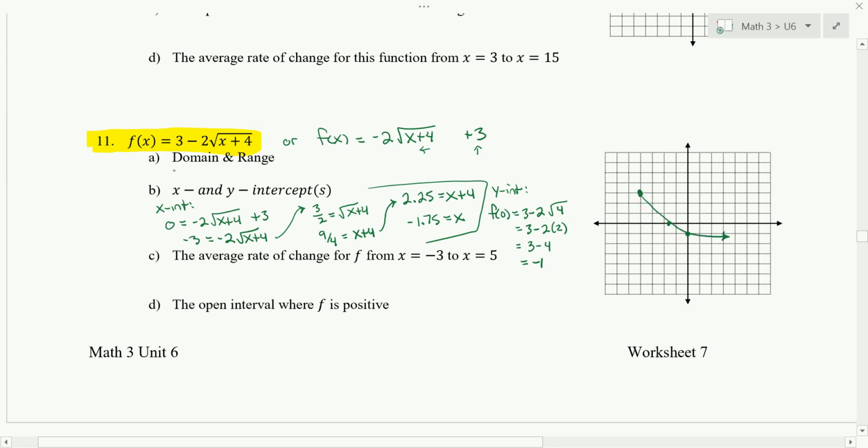So we see now that the domain goes from negative 4 to infinity, and the range goes from negative infinity up to 3.